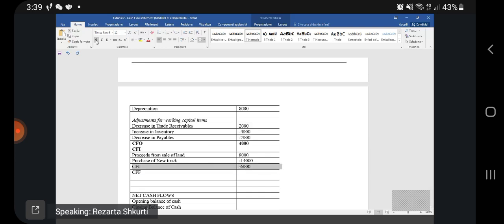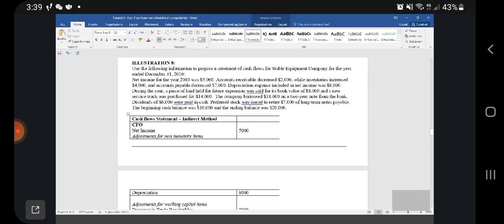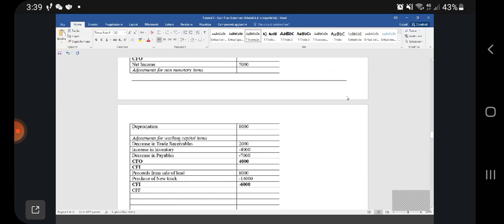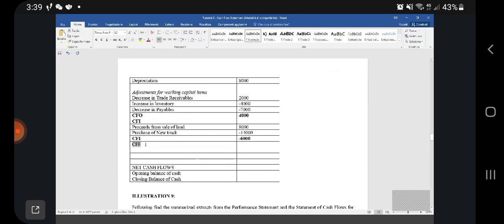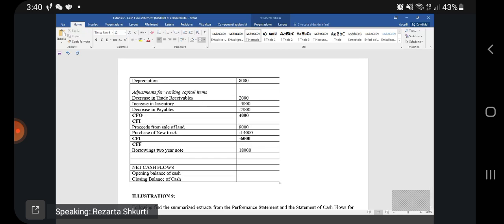What about the cash flows from financing? Now we have everything here again. The company borrowed a 2-year note from the bank. Now these $18,000 are coming into the company, and that means a positive cash inflow to be included under the final section. So borrowings, 2-year note. That is 18,000, positive sign, cash inflow coming in from new borrowings.